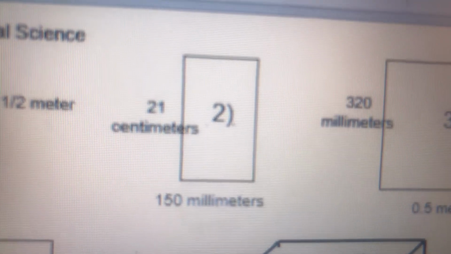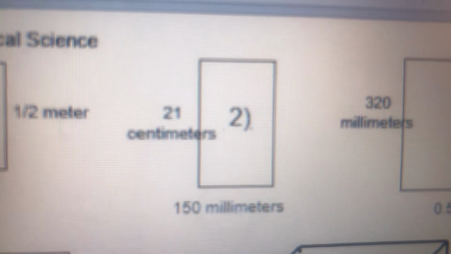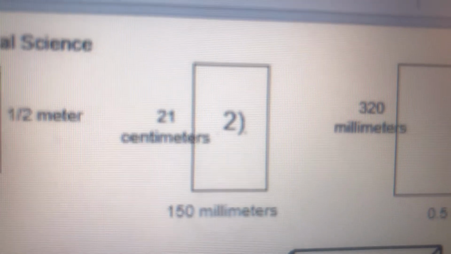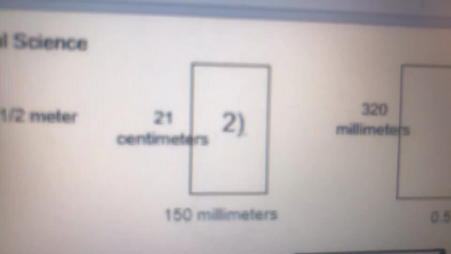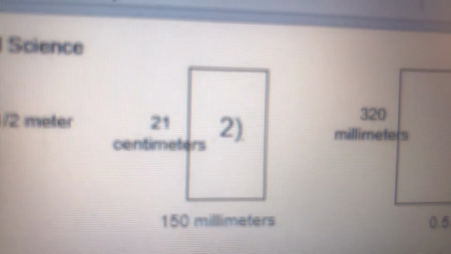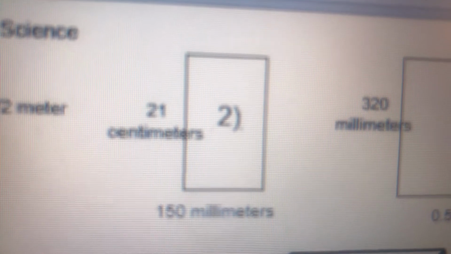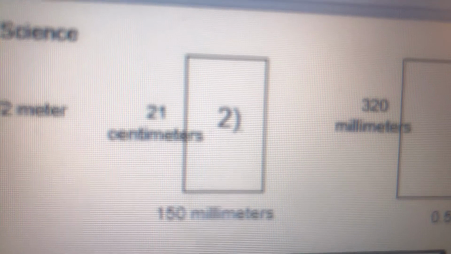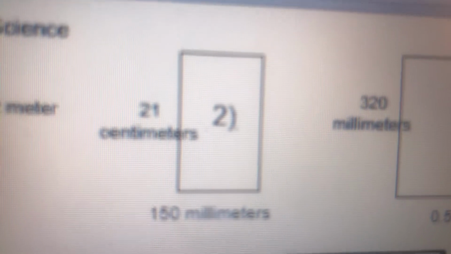Here we do the same thing. Now the height is in centimeters already, so we don't have to convert that. And then here is 150 millimeters. We have to convert the millimeters into centimeters, and in this case you divide by 10, because there are 10 millimeters for every 1 centimeter. So it would be 21, the height, times the width, and 150 millimeters translates into 15 centimeters. So 21 times 15 equals what?